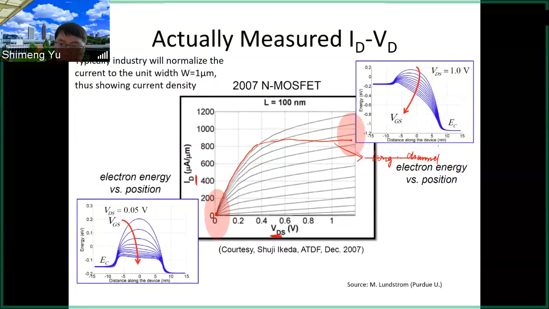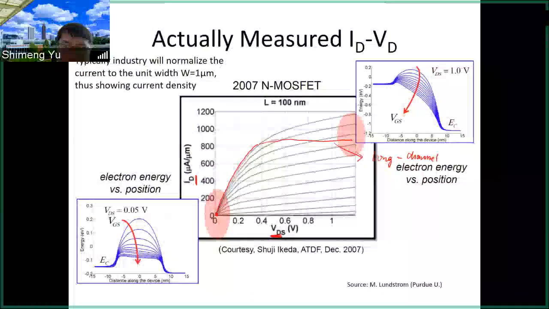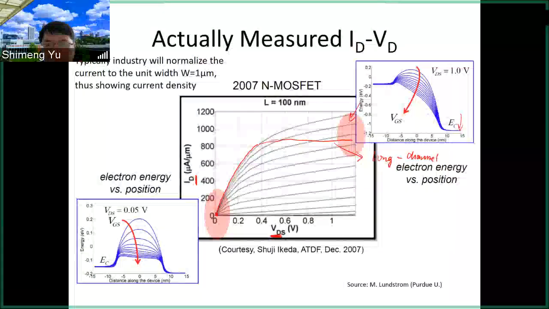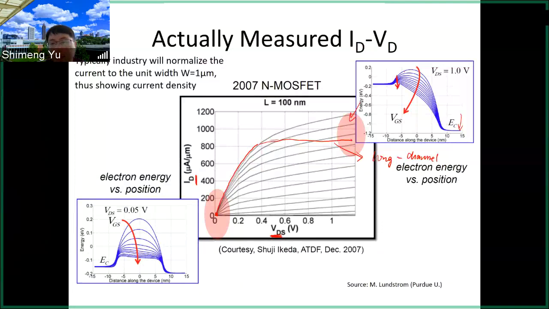But in the real device here, we see that the current further increases. This is because the drain voltage here will reduce the barrier height of the source to the channel. So you have more electrons jump over, larger current, larger drain voltage.